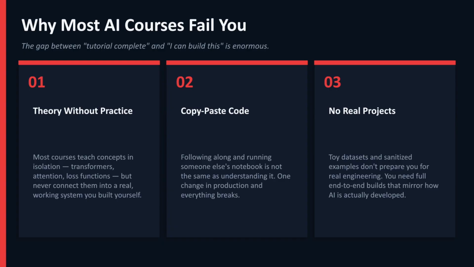So, why do most AI courses fail you? Here is the honest truth. Most AI courses give you three things: theory without practice, copy-paste code you do not actually understand, and toy examples that fall apart the moment you step outside the tutorial. You finish a course, you feel confident, and then you try to build something real, and nothing works. The gap is exactly what Built from Scratch is designed to close.